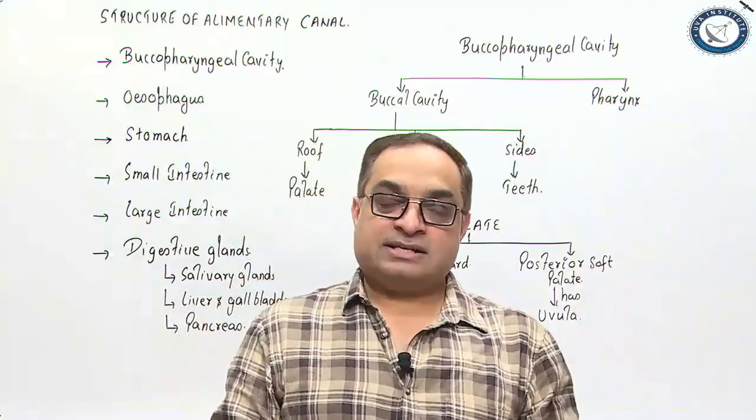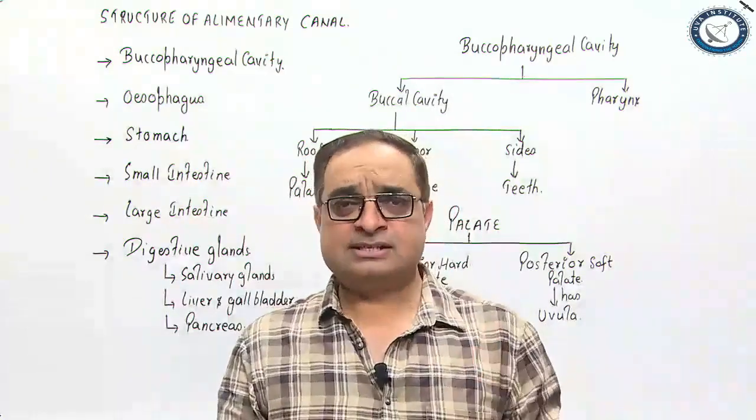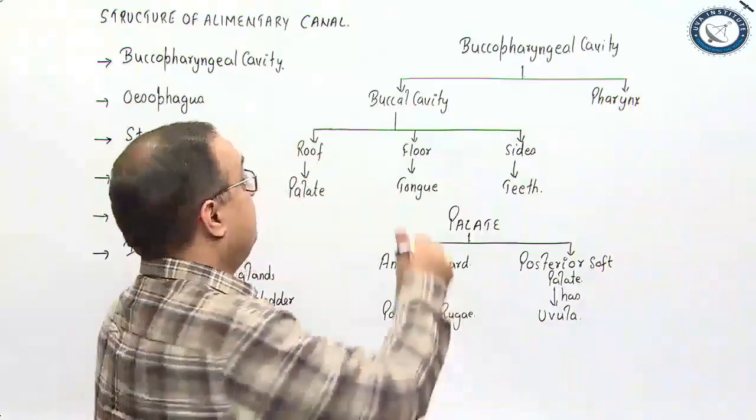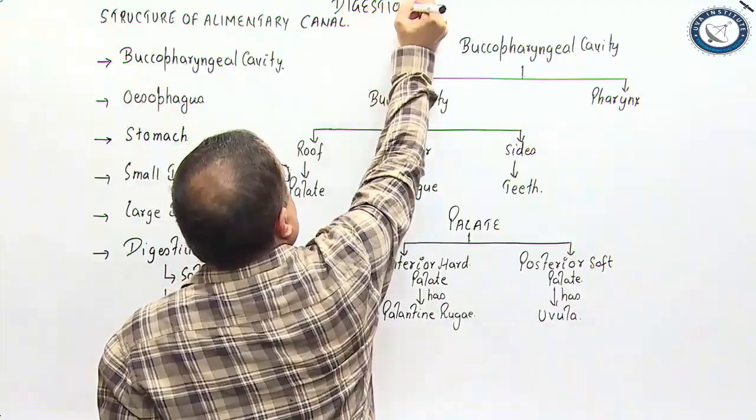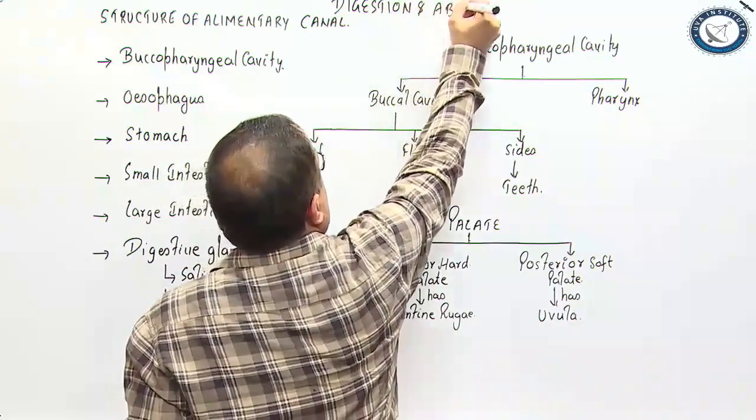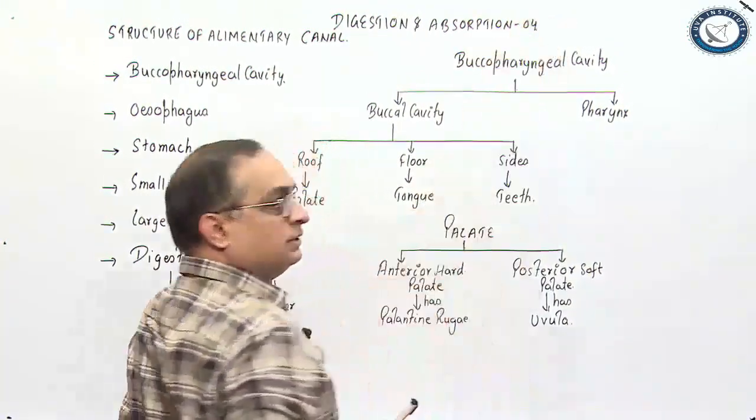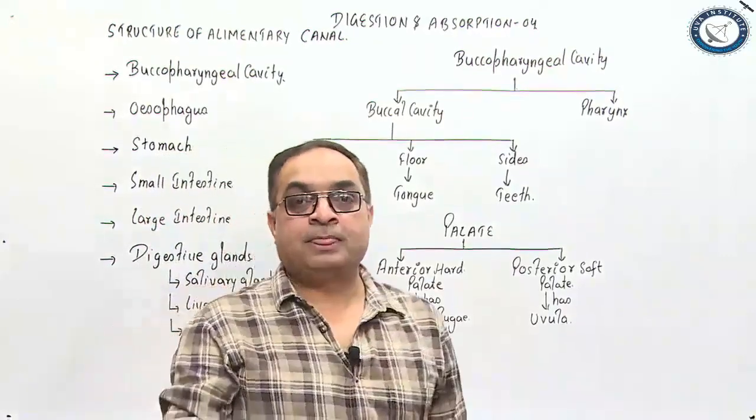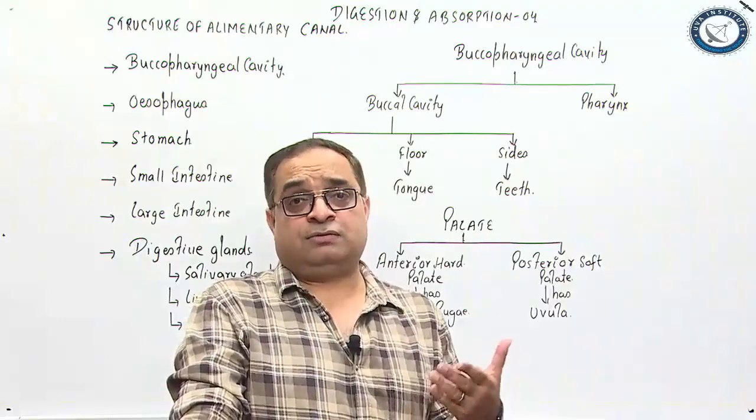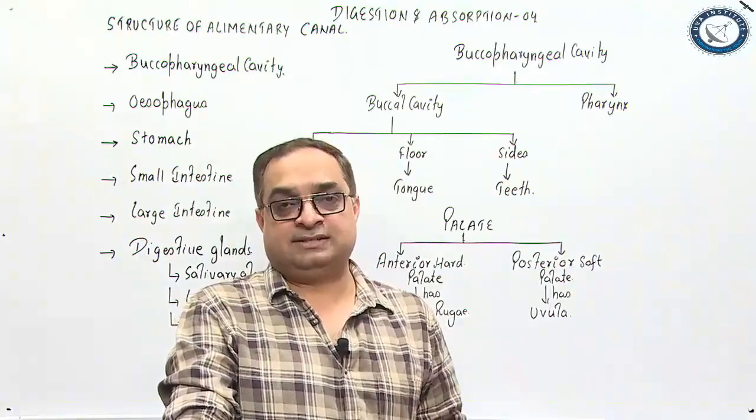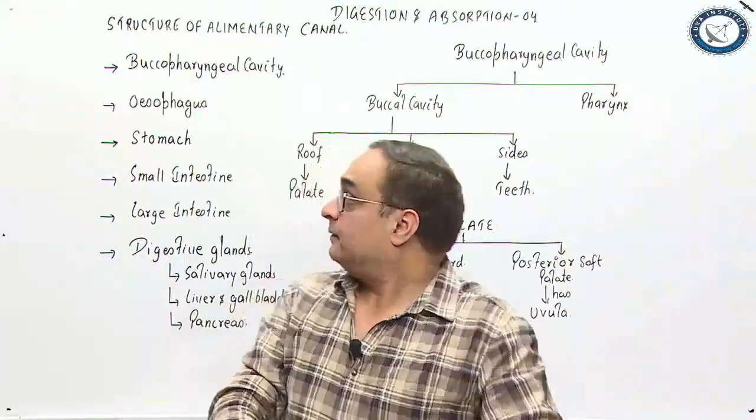The topic of our discussion today is the structure of alimentary canal. We are discussing digestion and absorption, and this is the fourth lecture of our series in continuity. Till now we have discussed the digestion of carbohydrates, digestion of fats, proteins, nucleic acids. Now we'll be discussing the structure of alimentary canal.